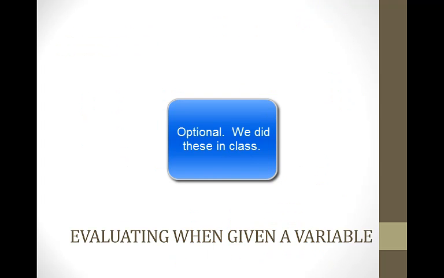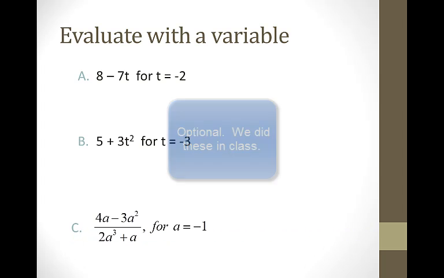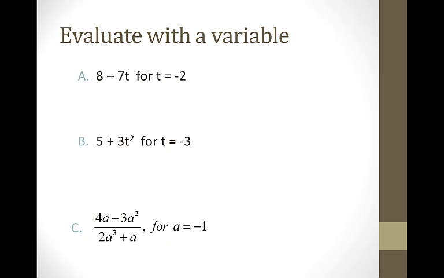So evaluating when given a variable. We did a few of these just to make sure we maybe formalize a little bit more and give you a couple of extra examples to see. So evaluate with the variable. Here we have 8 minus 7t, and I'm asking you to plug in t equals negative 2. So we're going to take that negative 2 and plop it right in for t, or I guess substitute would be a better word than plop, right?